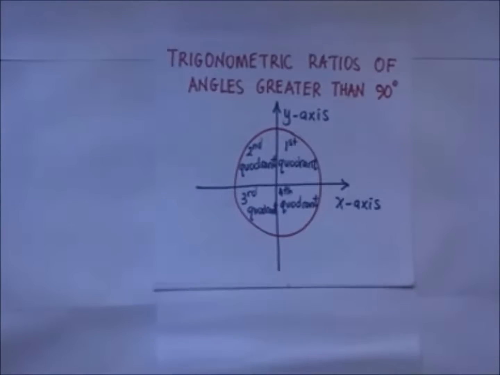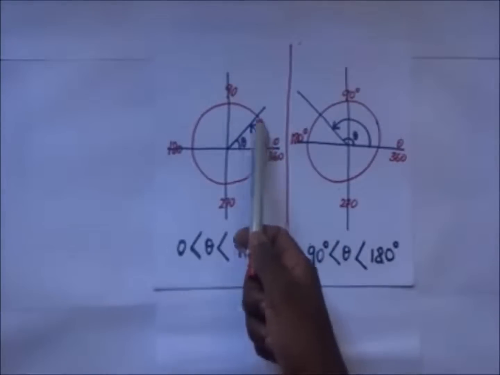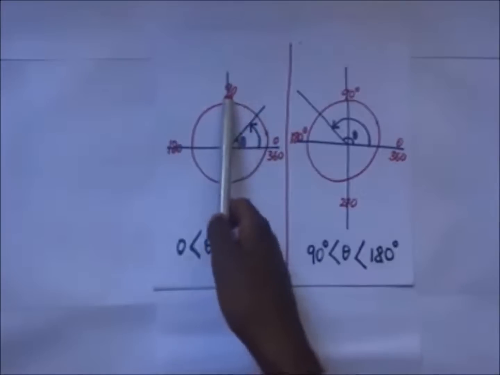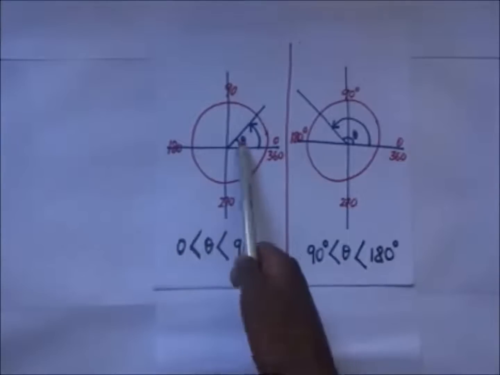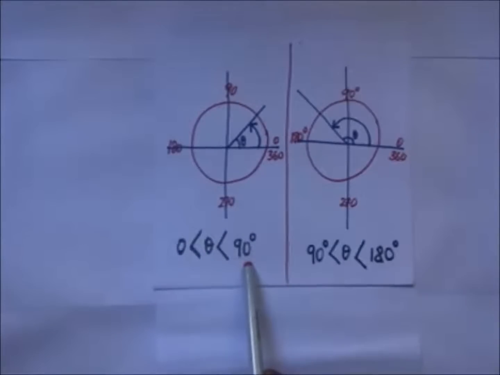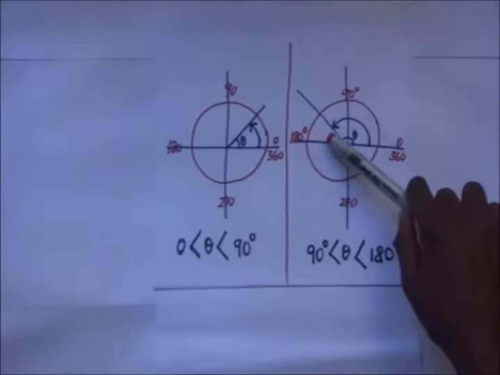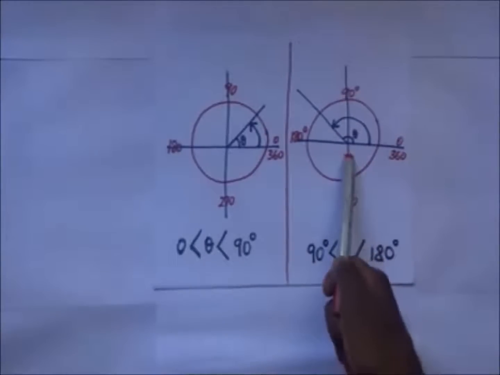So to begin with, I would like us to explore these quadrants one by one. We have the first quadrant. The first quadrant runs from 0 up to 90 degrees, and all the angles lie between 0 to 90 degrees. This is our first quadrant. The angle value of theta is between 0 to 90. The second quadrant runs from 90 degrees to 180 degrees. All angles lie between 90 and 180 degrees. This is the second quadrant.